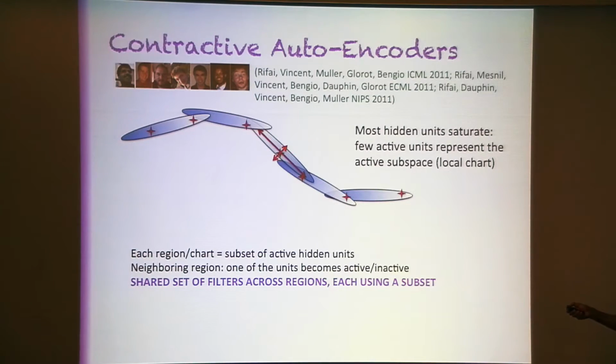Yeah? What happens if you get a sample that is outside all those charts? Well, no, there's no such thing, right? There's always a subset of hidden units which will be active. What I was trying to show here is what's happening near the manifold where the data concentrates, but there'll always be some units responding, even outside, so far away. Yes.